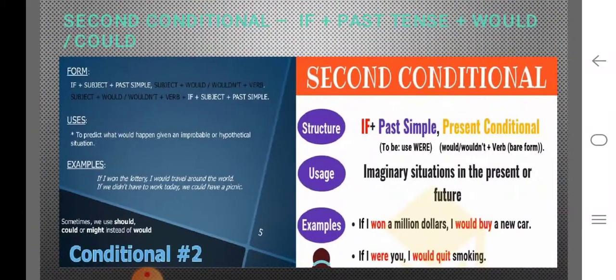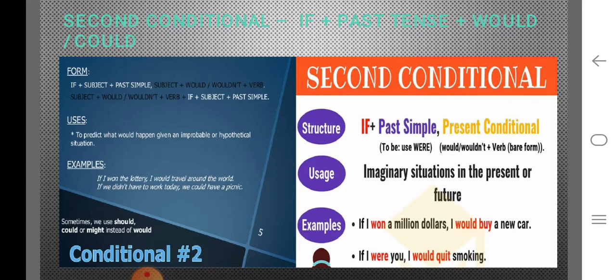The second conditional is if plus past tense plus your present conditional, that is your would, could. Here we talk about imaginary situations in the present or future. First conditional we spoke about possible events in the future. Here we are talking about imaginary situations in the present or future. Examples: if I won $1 million, I would buy a new car. If I were you, I would quit smoking. So these are the different examples that I am giving you here.